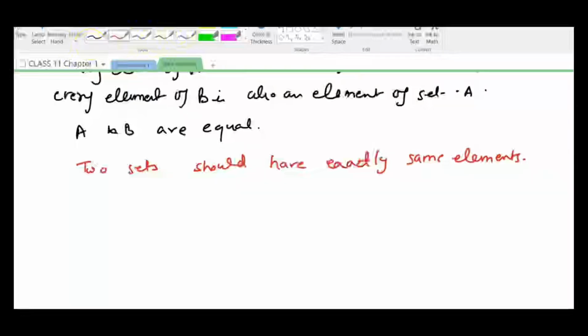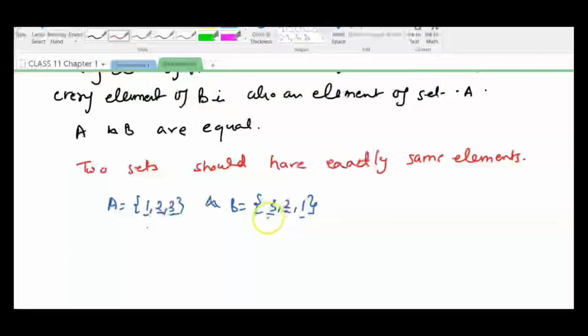Let's see some examples. Suppose we have A is equal to {1, 2, 3} and B is equal to {3, 2, 1}. The elements in A are 1, 2 and 3. The elements in B are 3, 2, 1. So let's see if every element of A is an element of B or not. Element 1 of A is here. Element 2 is here. Element 3 is also in B.